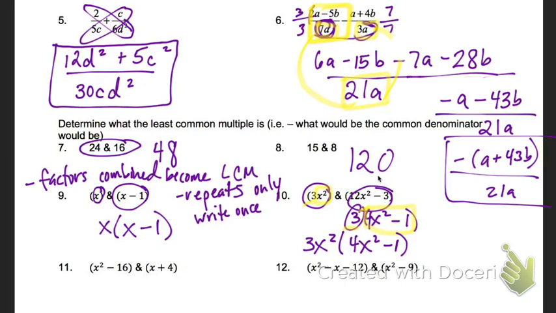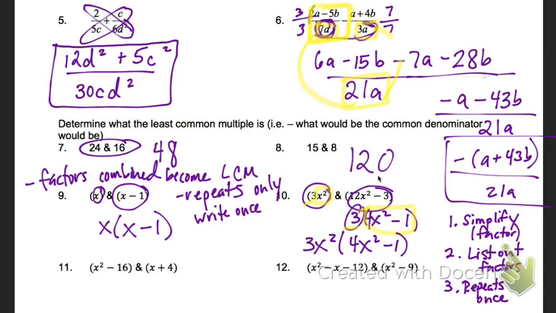So kind of the steps or the process that you go through is step 1, you simplify, and that's by factoring. Then you see what is repeated, and you only write it once. So list out factors, and then you would ignore or write repeats once, because repeats will most likely occur.